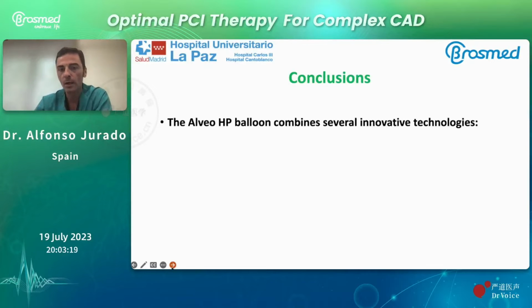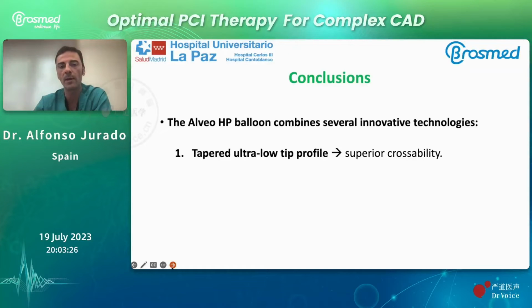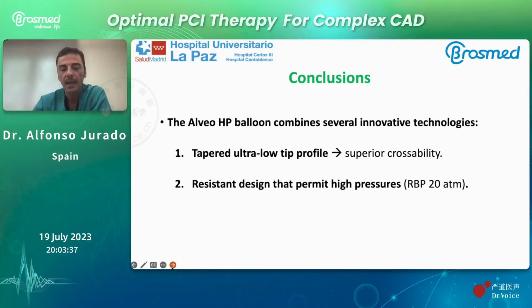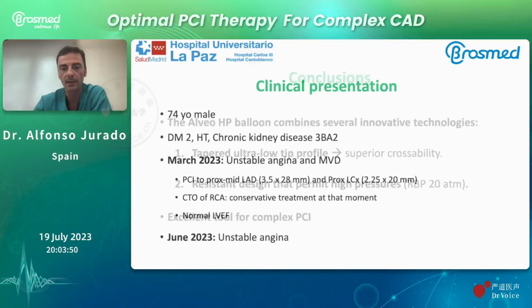The Alveo high pressure balloon combines several technologies, but it gives mainly two advantages against the competitors. It has a tapered ultra low tip profile that gives it superior crossability, as some colleagues have shown before. And also the material and design are resistant and permit high pressures in the inflation. So it's a great tool for the complex PCI we are seeing in this meeting.